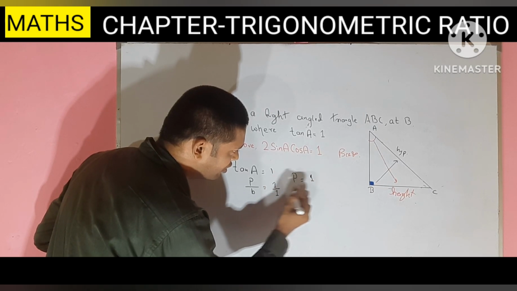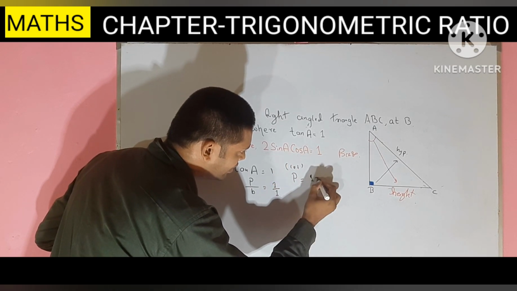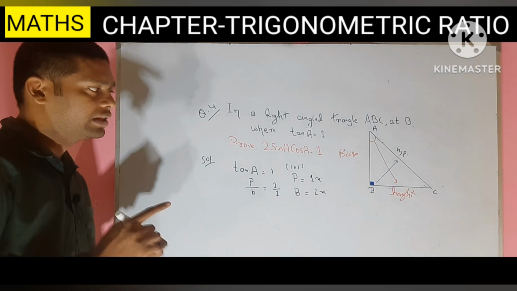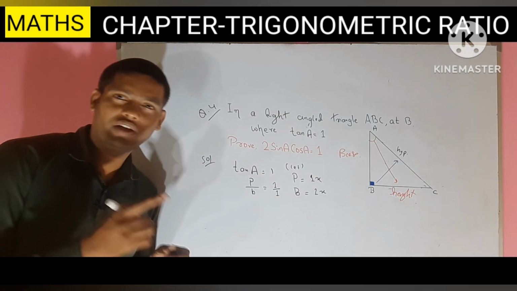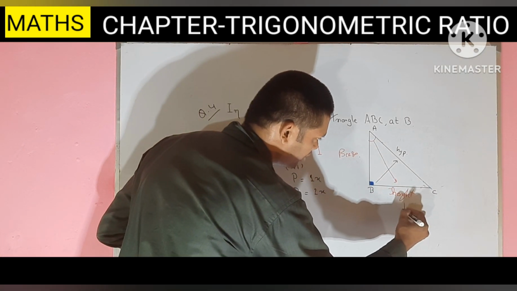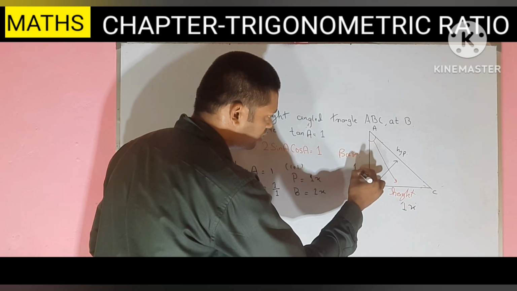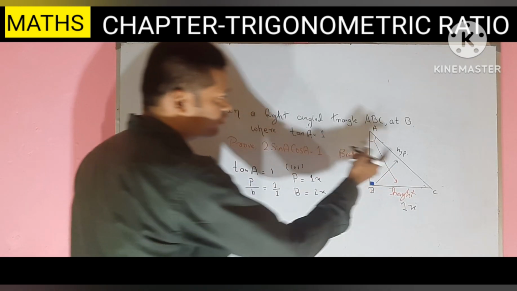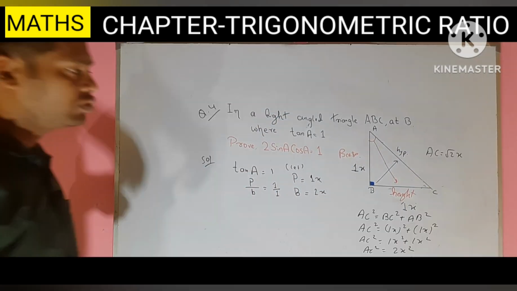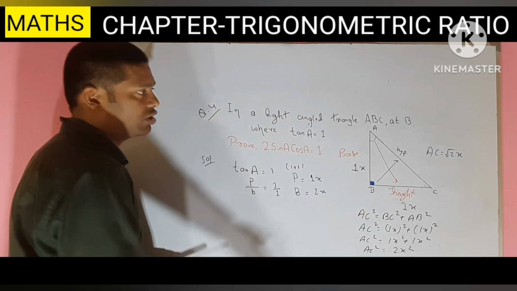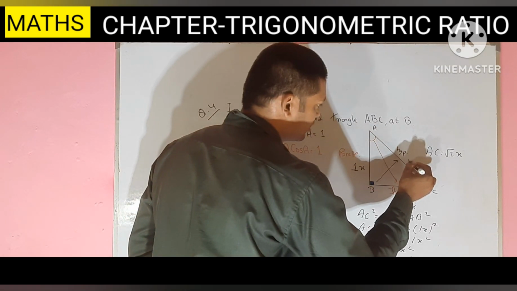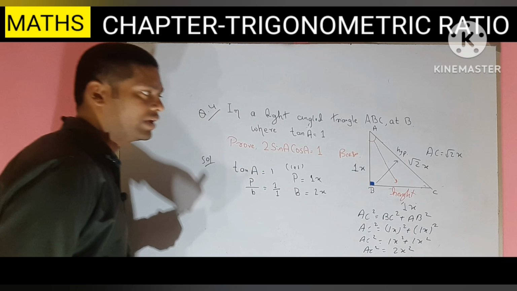It is in ratio form, so you will take let perpendicular be 1x and the base again 1x. Whenever they give you ratio form, you take x form. So perpendicular is 1x and base is 1x. We need to find the third side, so first we'll use the Pythagoras theorem, and after that we'll continue the sum. We got AC equal to root 2x, so we have everything.